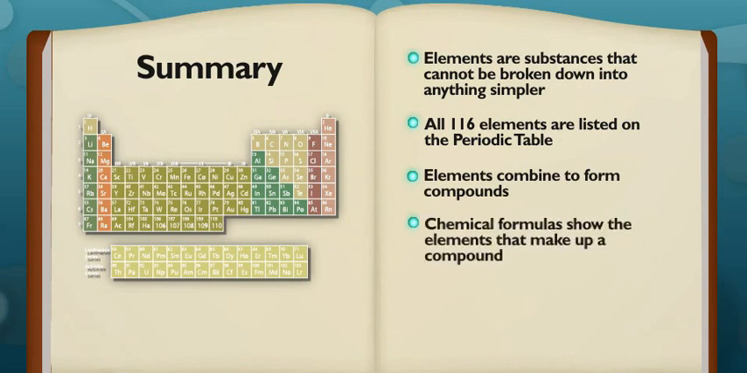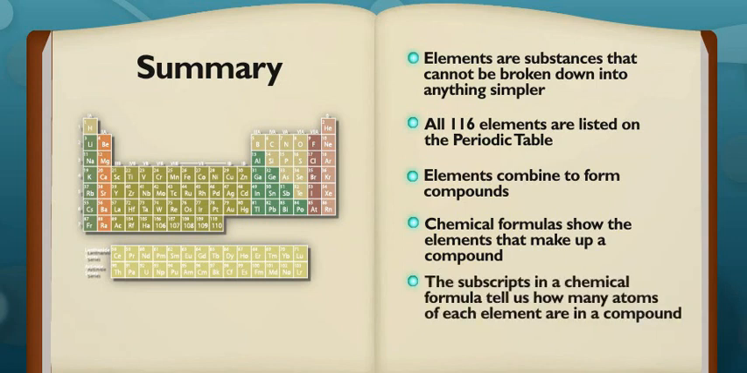Chemical formulas show the symbols for the elements that make up a compound, and subscripts that tell us how many atoms of each element are needed to make the compound.